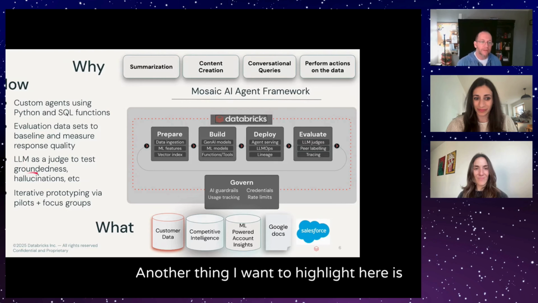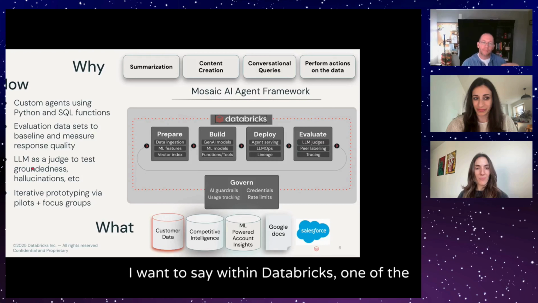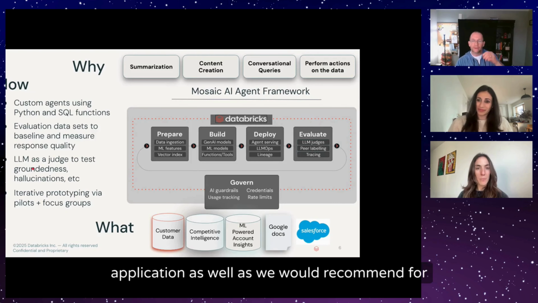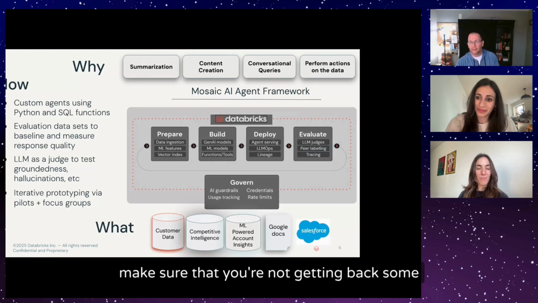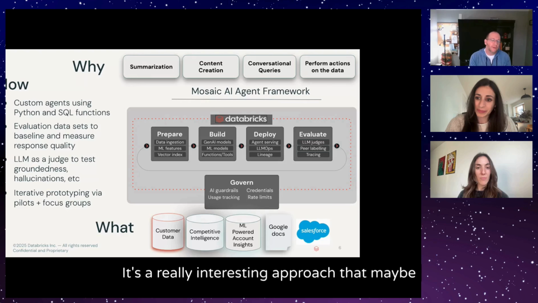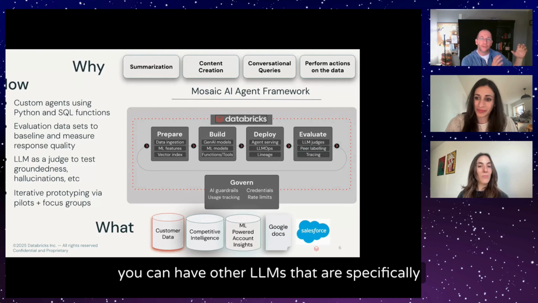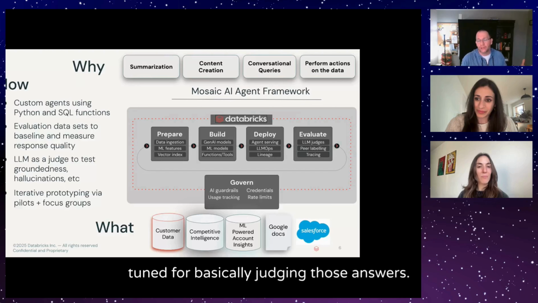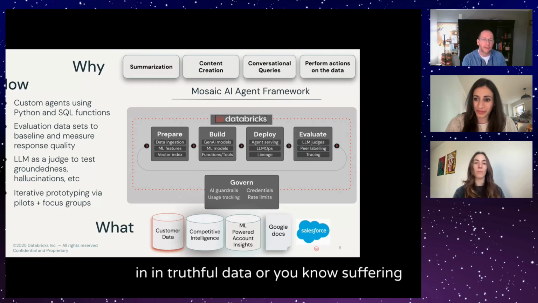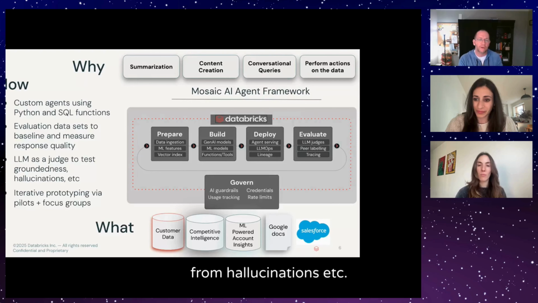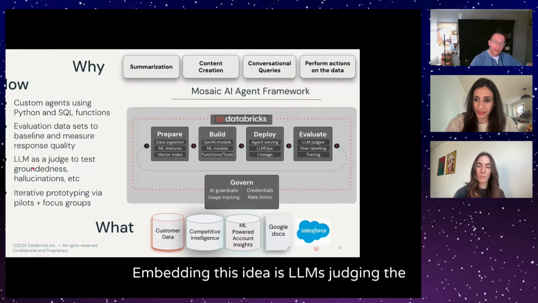Another thing I want to highlight here is this idea of LLMs as a judge. Within Databricks, one of the things that we have embedded in this application, and would recommend for any of our customers, is this: one of the common questions is, how do you make sure that you're not getting back some bad answers? It's a really interesting approach that maybe some people have heard of: if an LLM is giving you back an answer, you can have other LLMs that are specifically tuned for judging those answers. An LLM that is specifically tuned for identifying when things aren't grounded in truthful data, or are suffering from hallucinations, et cetera. It just gives you more confidence in the result, embedding this idea of LLMs judging the LLM's answers.